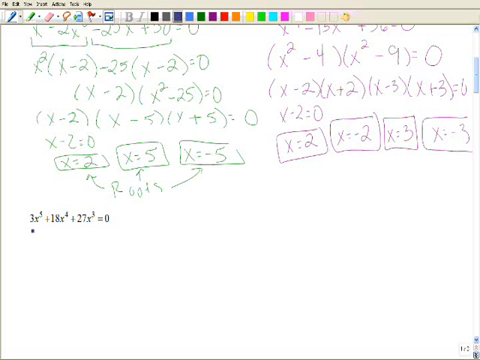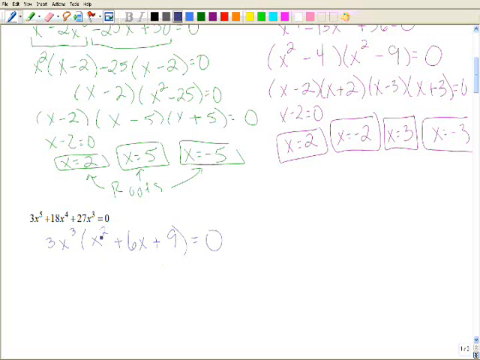But the first thing that we do is get it equal to 0, but we always check for the greatest common factor first. And here, the greatest common factor is 3x cubed. When I take out the 3x cubed, I'm left with x squared plus 6x plus 9. Now that is equal to 0.